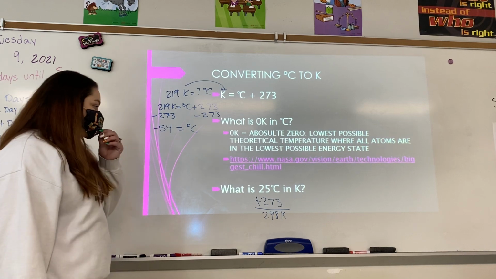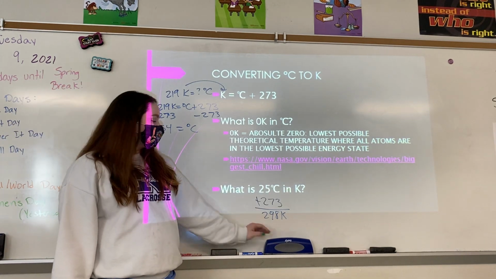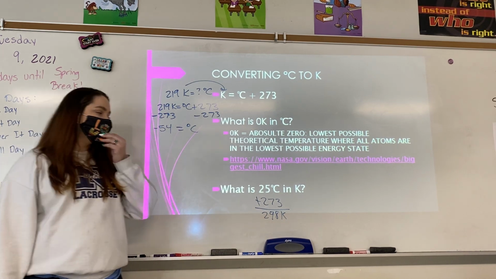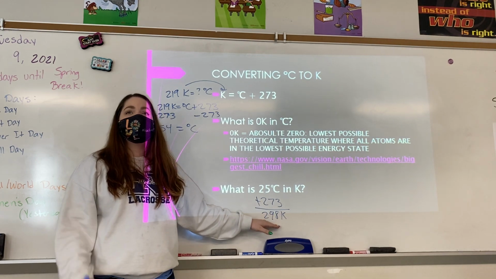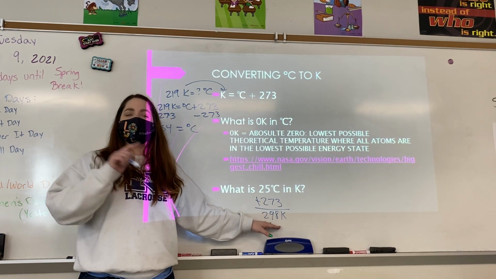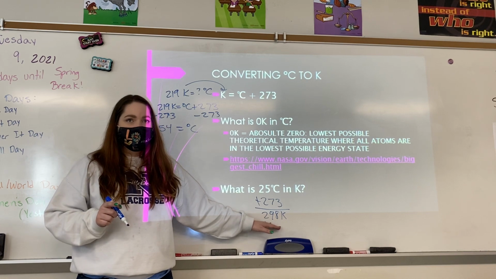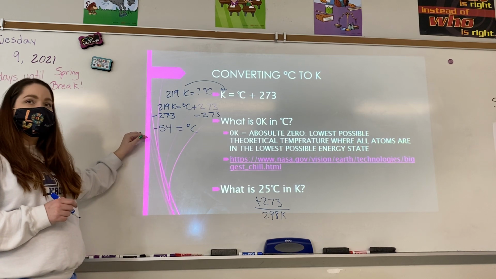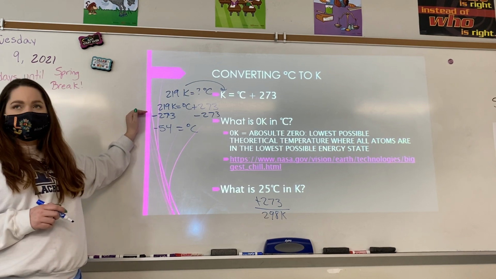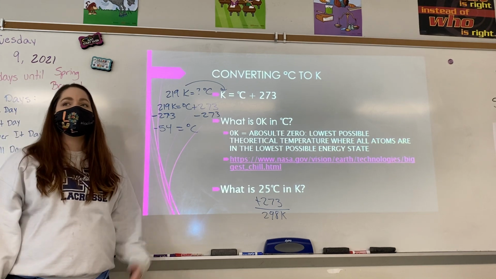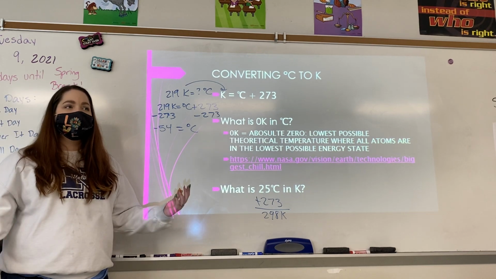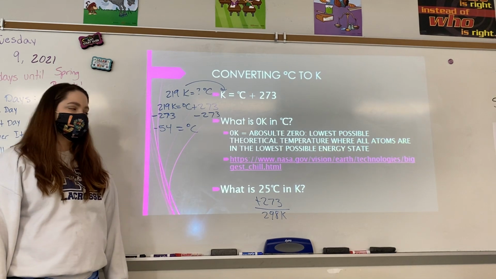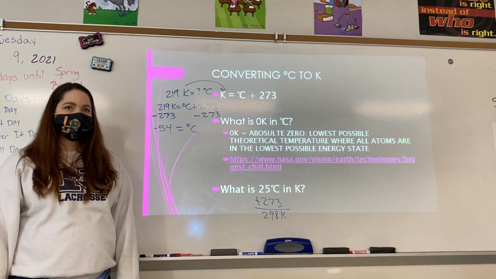So if you are going from degrees Celsius to Kelvin, you simply just add 273. If you do a problem and you get your answer in Kelvin, but all of your answer choices on your test or your quiz are in degrees Celsius, then you would have to convert your Kelvin back into degrees Celsius. If that's the case, then you just subtract 273. So you're either adding 273 or you're subtracting 273, depending on which one you're going from and which one you're going to. Okay? Easy.